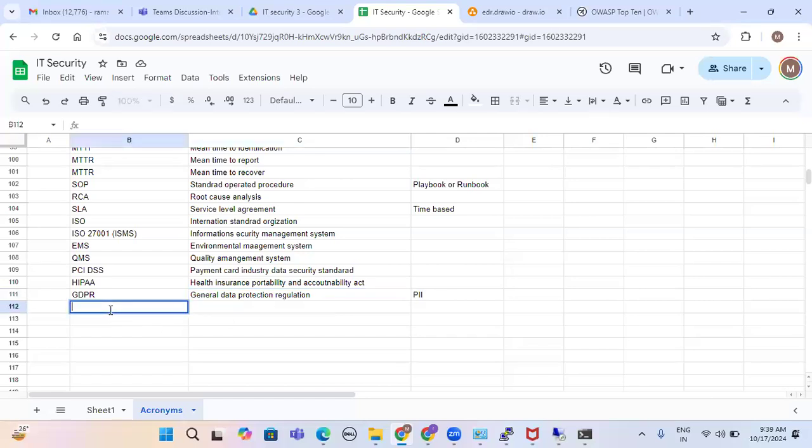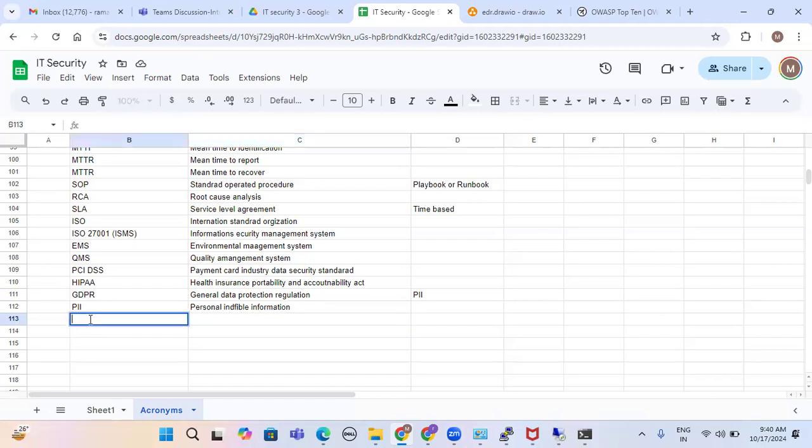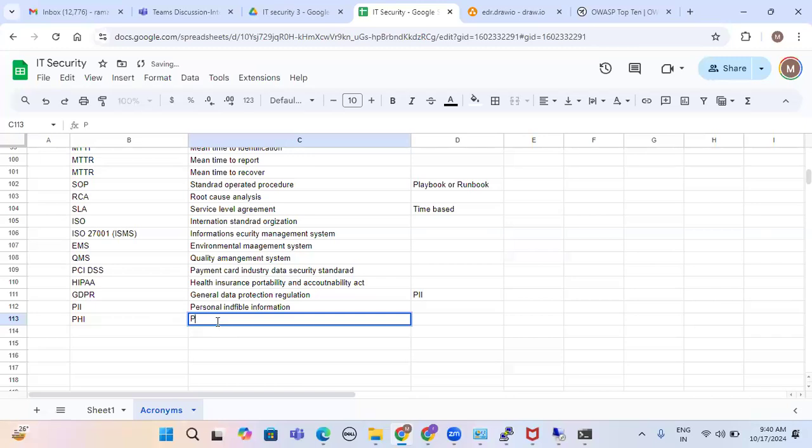What is PII data? Just now I said personal identification information or personally identifiable information. How can I identify the person or how can I identify the user? Based on the unique ID. In a similar way, PHI, personal health information, is part of, once again, the HIPAA compliances.